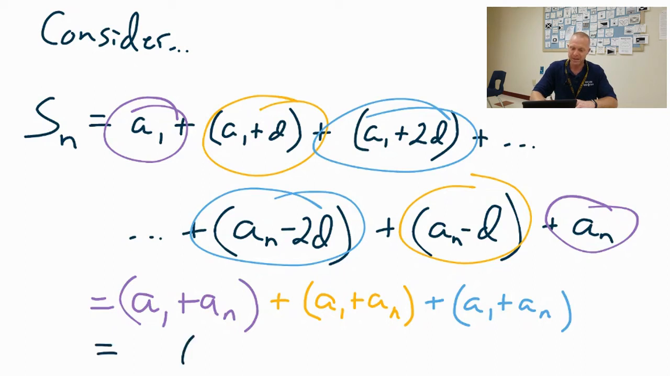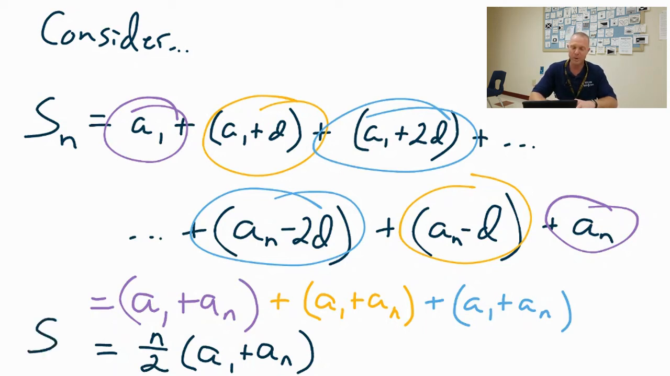How many a sub 1s plus a sub n's will I end up listing here? It depends on how many n's, it depends on how many numbers I list in the first place, right? Well, those numbers are n, but it's always going to be half of them. It's always going to be n divided by 2. Wait a minute, what just happened here?